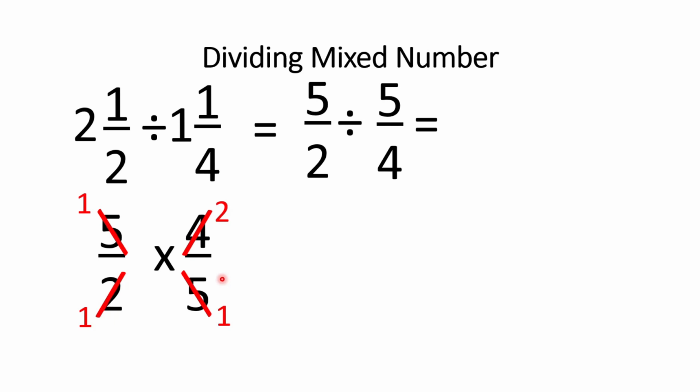Our last step will be to multiply the numerators, then multiply the denominators. 1 times 2, we have 2, then 1 times 1, we have 1. Our product is 2 over 1, or simply, we have an answer of 2.